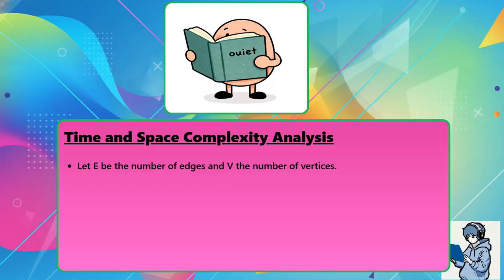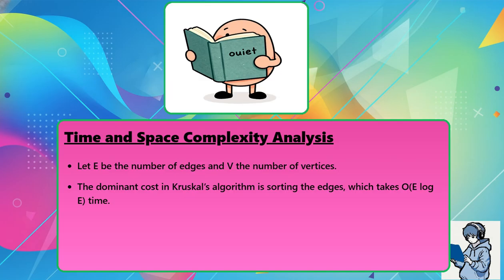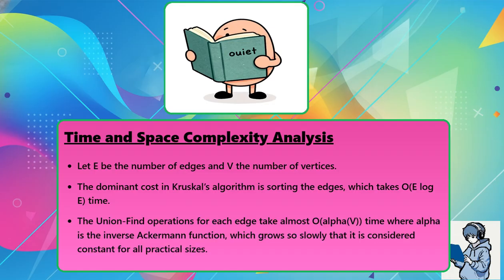Let E be the number of edges and V the number of vertices. The dominant cost in Kruskal's algorithm is sorting the edges, which takes O(E log E) time. The union-find operations for each edge take almost O(α(V)) time, where α is the inverse Ackermann function, which grows so slowly that it is considered constant for all practical sizes.